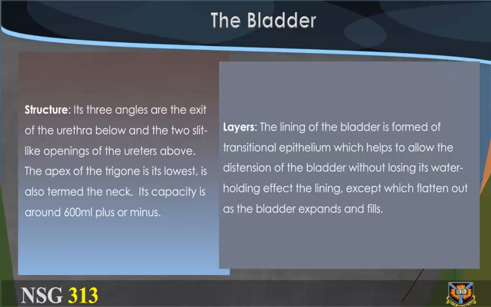Layers. The lining of the bladder is formed of transitional epithelium, which helps to allow the distension of the bladder without losing its water-holding effect. The lining cells flatten out as the bladder expands and fills.